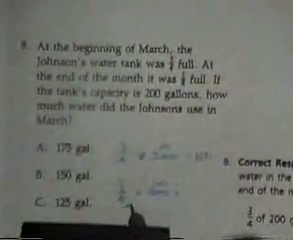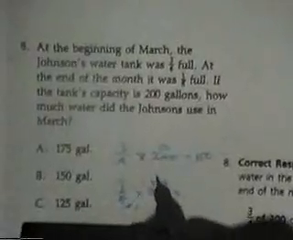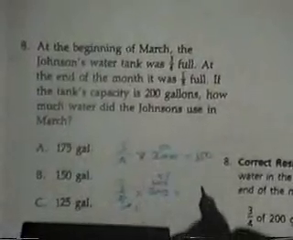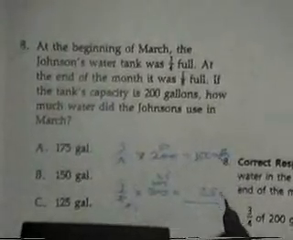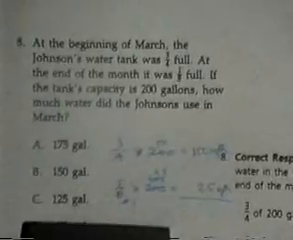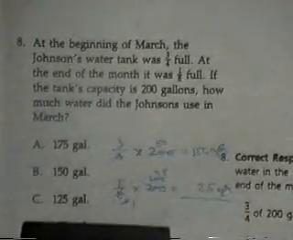We can do this. 4 will go into this. 25. So now, what do we do with those numbers? We add them. So the answer is C.